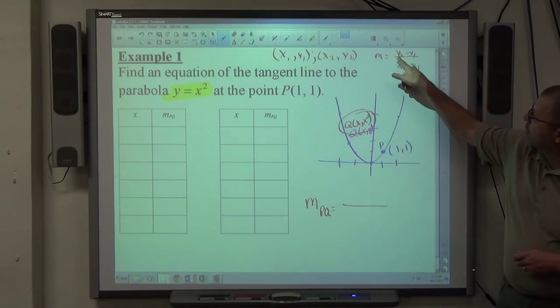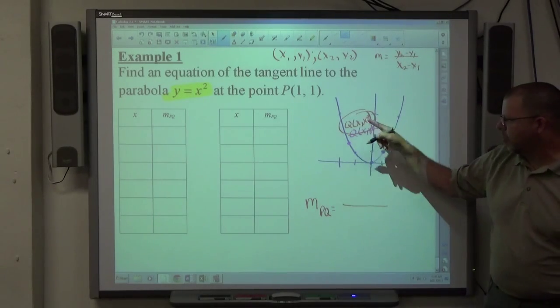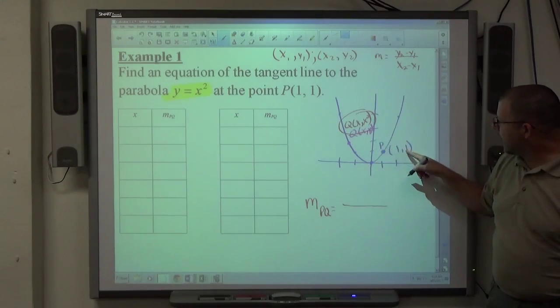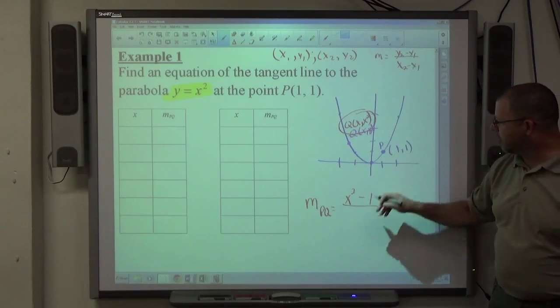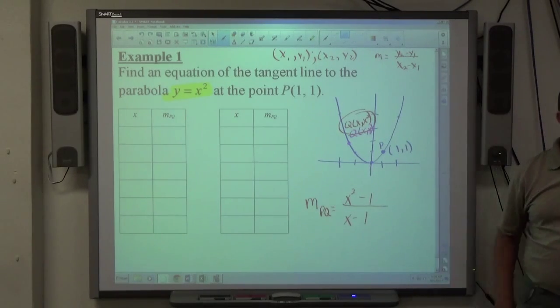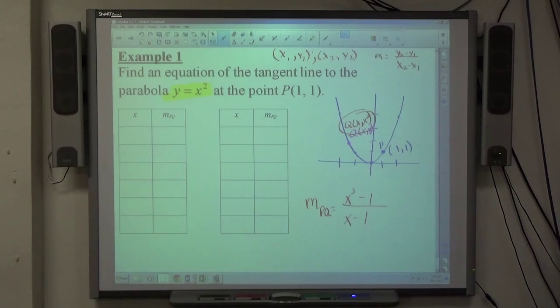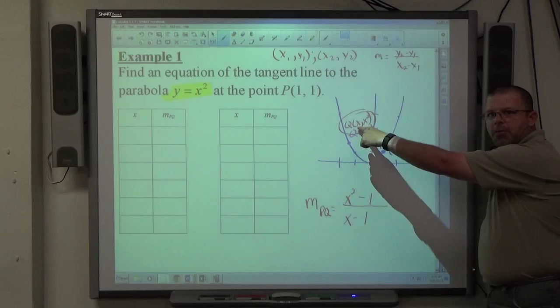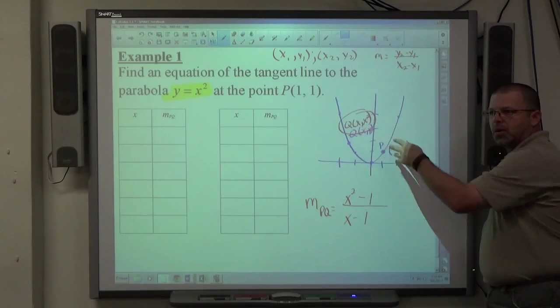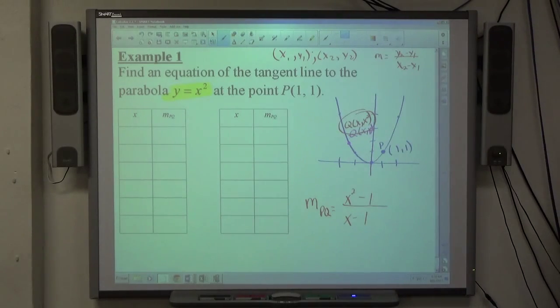My formula says y2 minus y1. Let's call it Q y2. So y2 minus y1 is going to be x squared minus 1. x2 minus x1 is going to be x minus 1. So I'm just applying algebra, applying the slope formula with the point they gave me and the abstract point I created to have 2 points, because that's what's required for the slope formula to be used. That right there represents the hardest part of the problem, creating the slope formula.